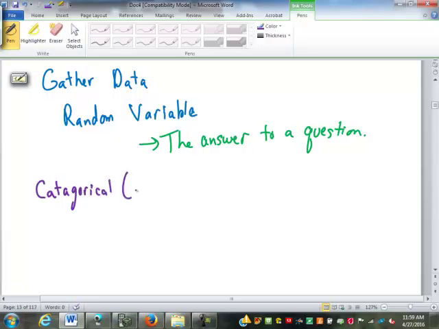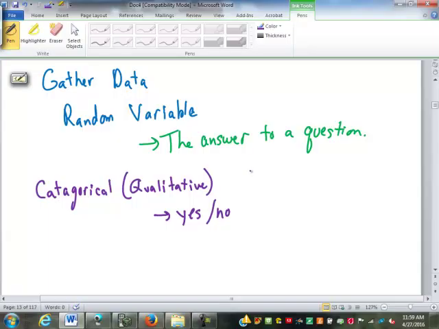So when we look at that, a random variable can either be what we call categorical, or sometimes called qualitative. Qualitative because it's describing a quality of somebody and not a quantity. Categorical because it puts you into a category. Categorical questions, of course, are all yes or no questions because it puts you in a category. You're yes or you're no.